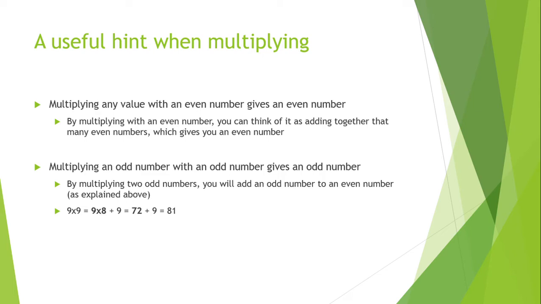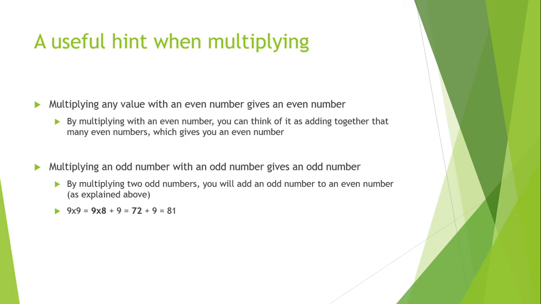A useful hint when multiplying. Multiplying any value with an even number gives an even number. By multiplying with an even number, you can think of it as adding together many even numbers, which will give you an even number in the end. So when you multiply an even number by an even number, if your answer isn't an even number, you know you did something wrong.